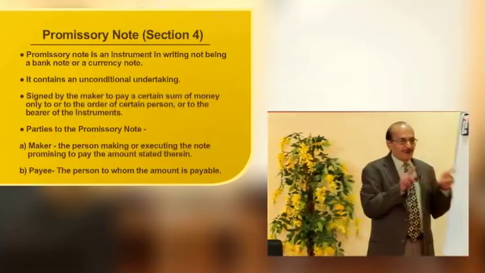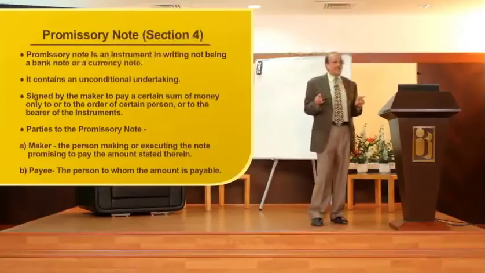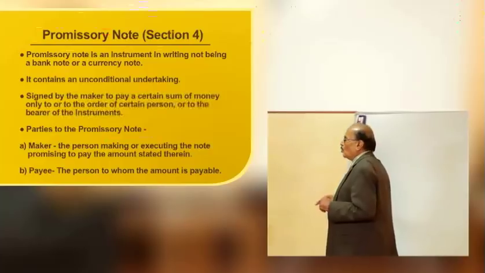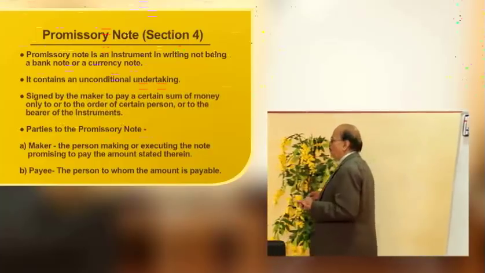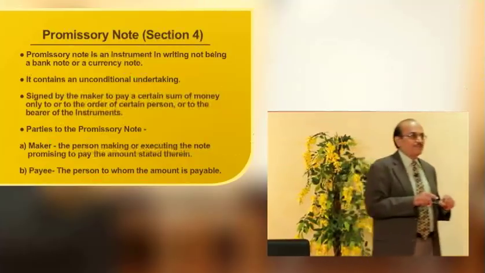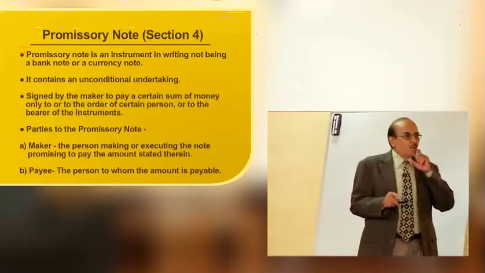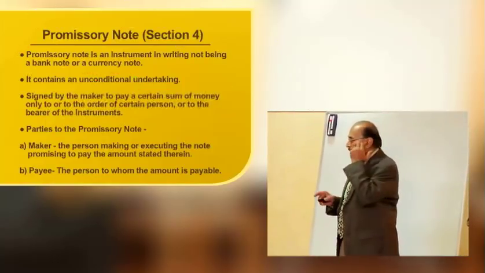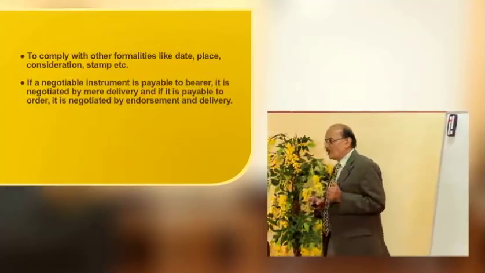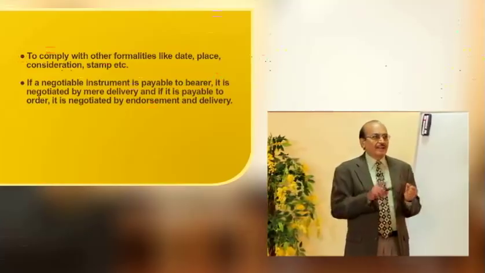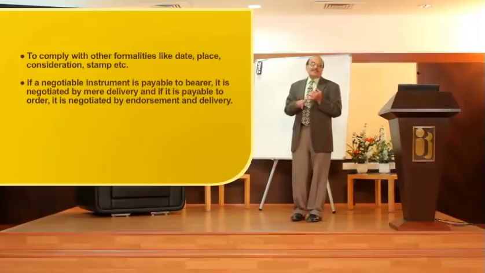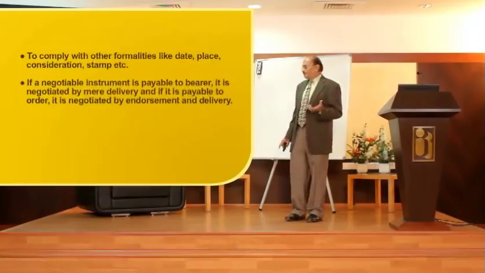So now we know that a promissory note requires two parties. One is called the maker, another is called the payee. Maker is one who makes or executes a note promising to pay the amount stated in the promissory note. Payee, the person to whom the amount is payable, is called the payee. To comply with other formalities is also important in respect of a promissory note. That means it should contain a date, the place should be mentioned in the promissory note, there should be consideration, and it should be adequately stamped.